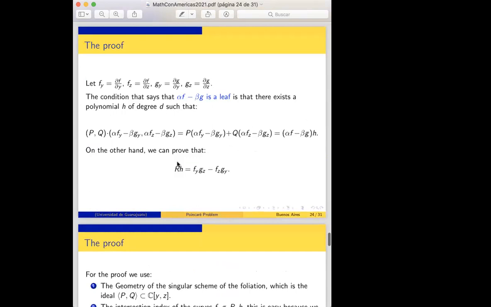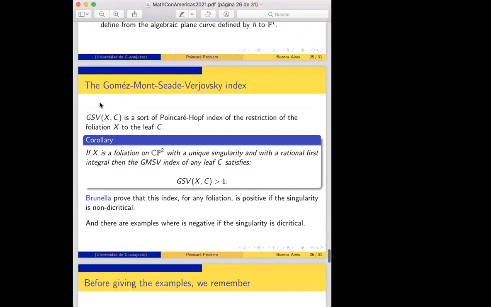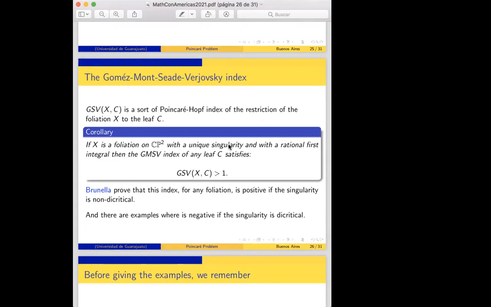The first important corollary of this theorem is a bound for the Gomez-Mont-Seade-Verjovsky index. This is an important index. It's a sort of Poincaré index for the restriction to the leaf. The corollary in this case says that if we have a foliation on the projective plane with a unique singularity and with a rational first integral, then the Gomez-Mont-Seade-Verjovsky index in any leaf of the foliation satisfies the following: it is greater than 1.